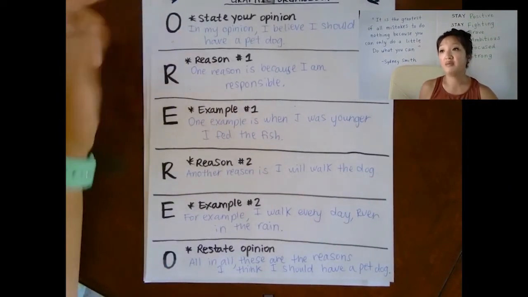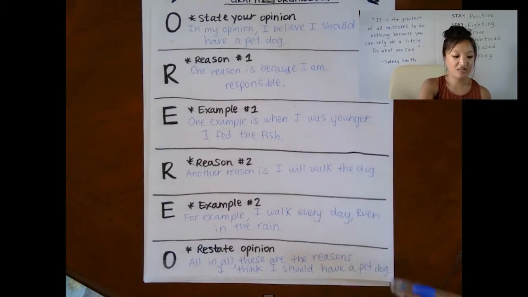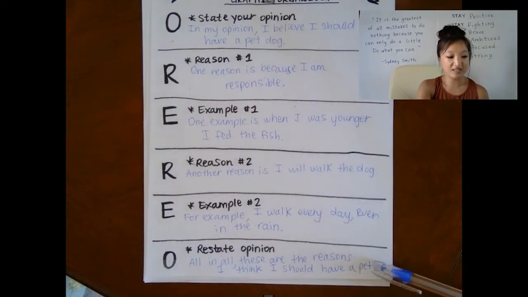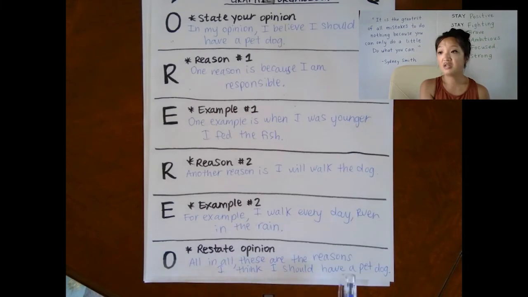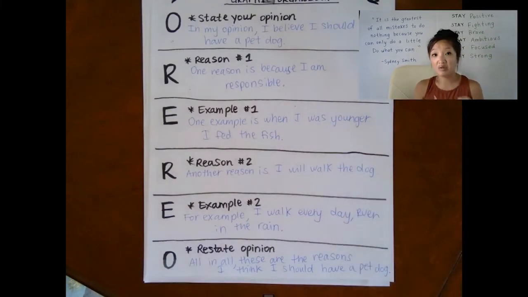First, I'm stating my opinion. In my opinion, I believe I should have a pet dog. And then I changed it a little bit to restate the opinion down here. All in all, these are the reasons I think I should have a pet dog. So it's the same idea, but rephrased just a tiny bit. Right now, we just put this into complete sentences, which is awesome.